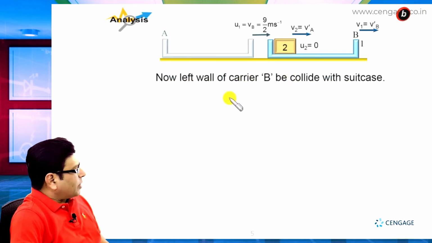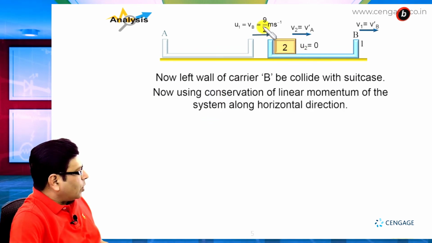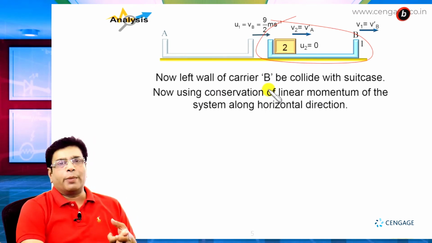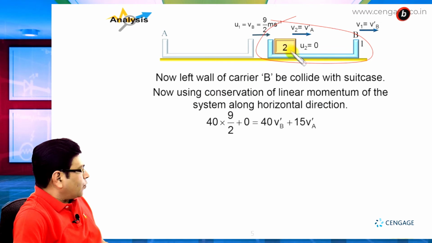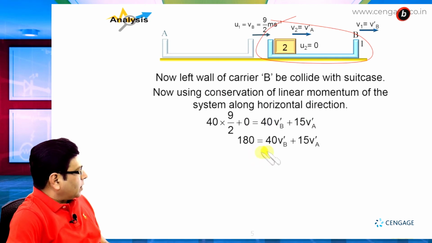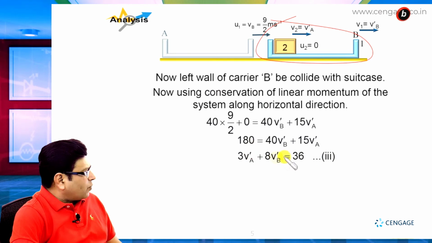Now we can conserve the linear momentum. Again, initial linear momentum should be equal to final linear momentum. Initial linear momentum is equal to 40 multiplied by 9 by 2. This is 40 kg mass, and velocity initially is 9 by 2. And the suitcase was at rest. So this will be the linear equation in terms of Va dash and Vb dash. This is equation number 3.